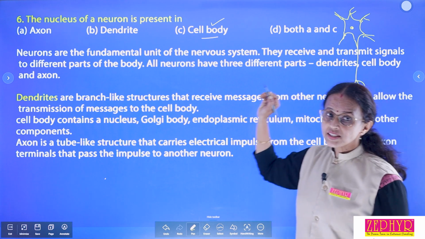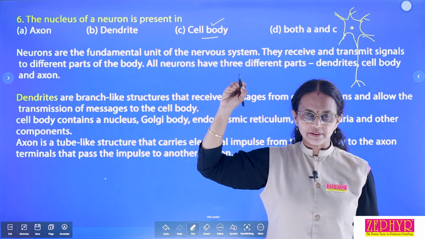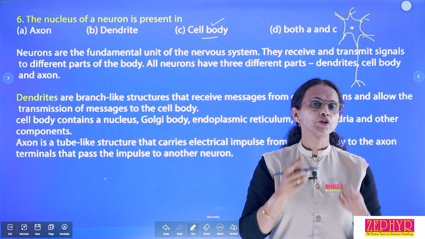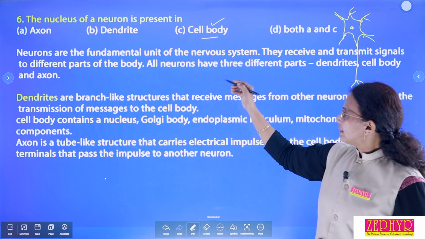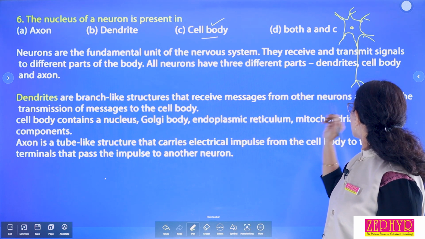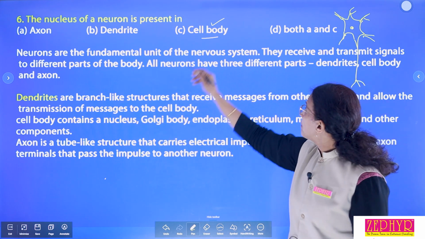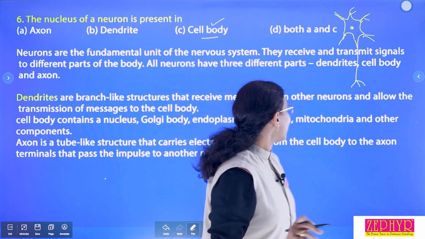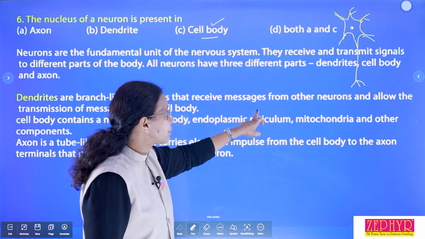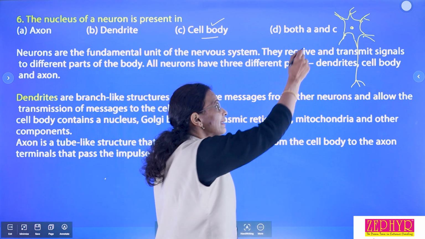Okay. Then axons are sometimes of 2 types, myelinated and non-myelinated. Myelinated means which is enveloped by myelin sheath. Myelin sheath is a modification of Schwann cells. Then dendrites are branch-like structures that receive messages from other neurons and allow the transmission of messages to the cell body. Function of dendrite, branch-like structure that receive messages from other neuron and carry the messages to the cell body.